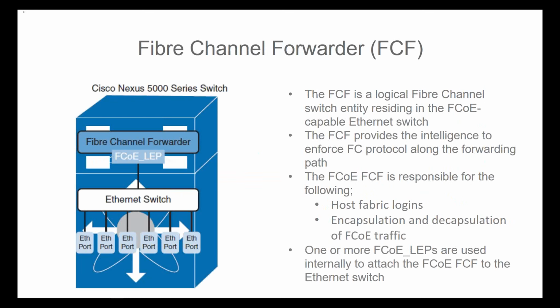The Fibre Channel forwarder is a logical Fibre Channel switch entity residing inside an FCoE capable Ethernet switch. It provides the intelligence to enforce not only the Fibre Channel protocol, but also the forwarding path, and makes all the forwarding decisions between itself and other data center bridge switches or targets and initiators. The FCoE Fibre Channel forwarder is responsible for host fabric logins and encapsulation and decapsulation of the traffic. And usually there's going to be at least one, possibly more, logical endpoints that are internal to the switch to attach the Fibre Channel forwarder to the Ethernet switch itself.